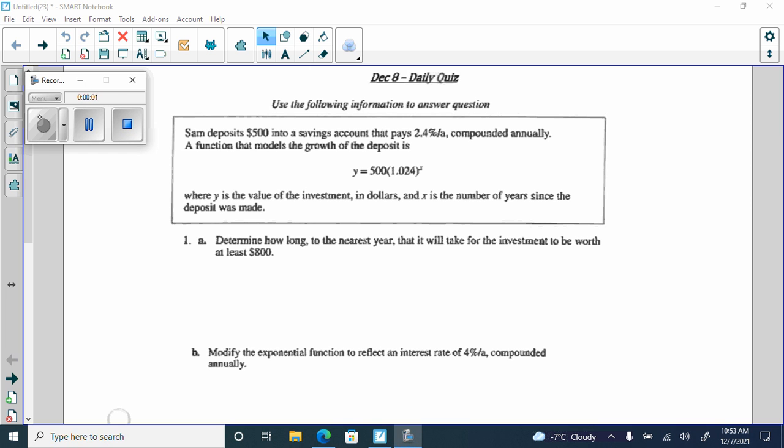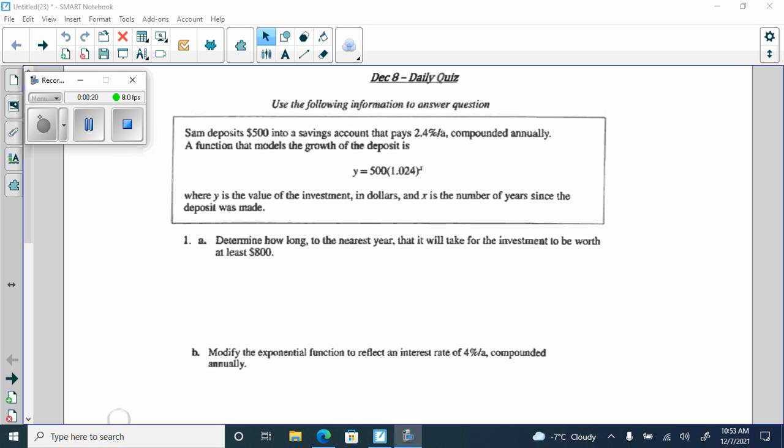Here it says Sam deposits $500 into a savings account that pays 2.4% per A. Per A just means per annum, per year, which means nothing. It's always going to be per A or per annum. And it's compounded annually. Compounded annually, how does that affect the equation?